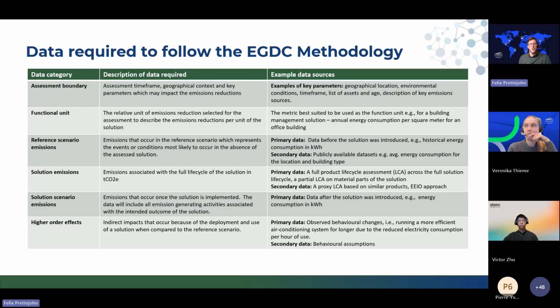So this slide is more for reference. There's a lot of text on there, so I'm not going to read through it. We'll go through an example of this on the next slide. But it goes through the assessment boundary, functional unit. These are the typical things we're going to be asking for you to describe: what data you could provide or what you may be providing, plan to collect in the submission form.